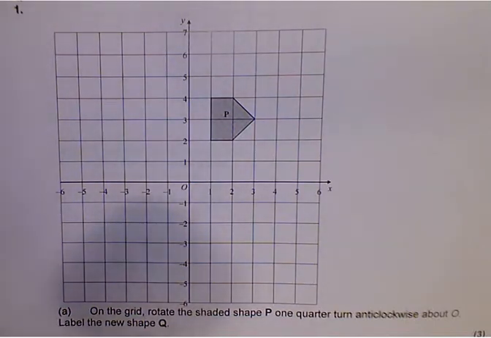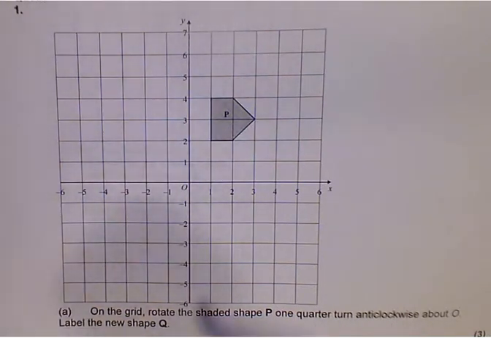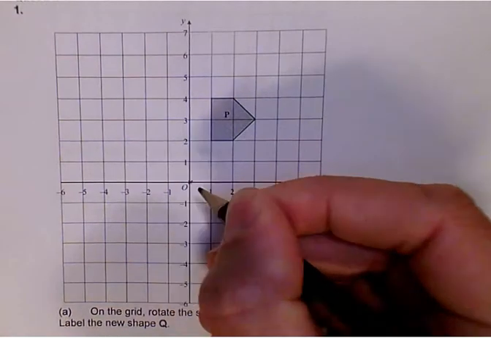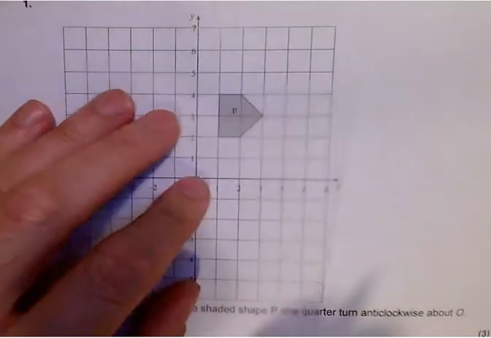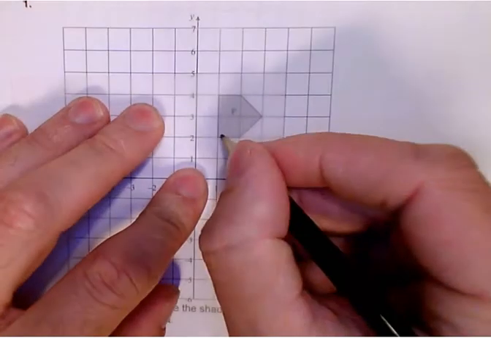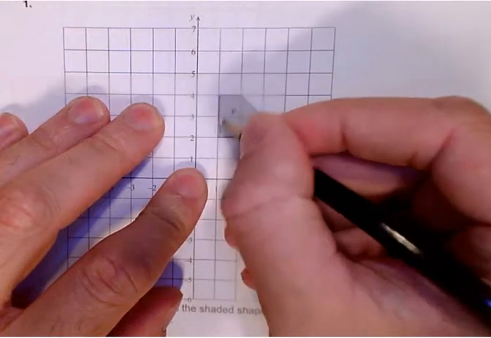So, first question. Rotate the shaded shape P 1/4 turn anti-clockwise about O. Label new shape Q. Well, that's O, that's the origin. So it says rotate, so that means a turn. I'm going to draw my shape out quickly on the tracing paper.